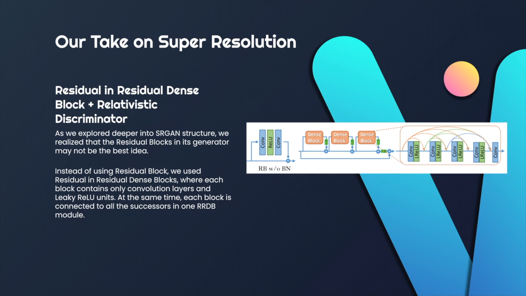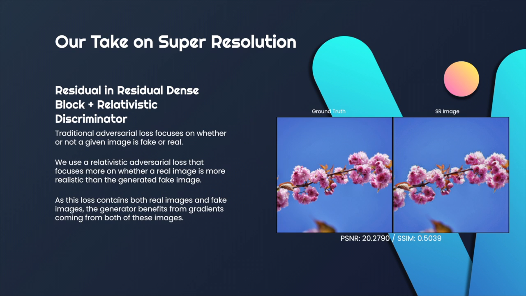As we explore deeper into SR-GAN structure, we realize that the residual blocks in its generator may not be the best idea. Instead of using residual block, we used residual dense blocks, where each block contains only convolution layers and leaky ReLU units. At the same time, each block is connected to all the successors in one RRDB module.